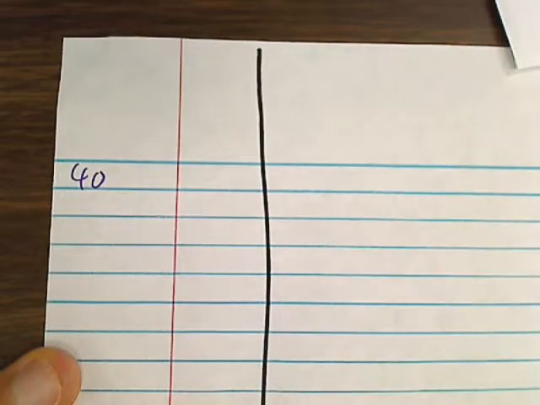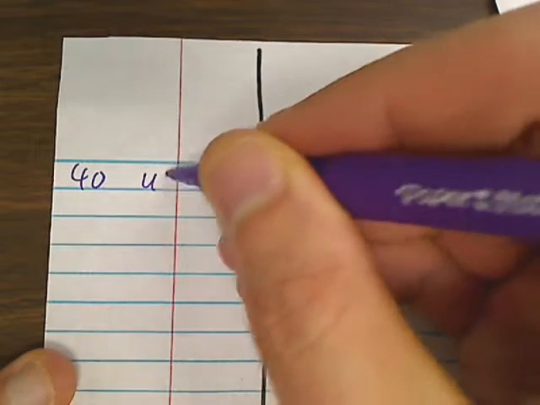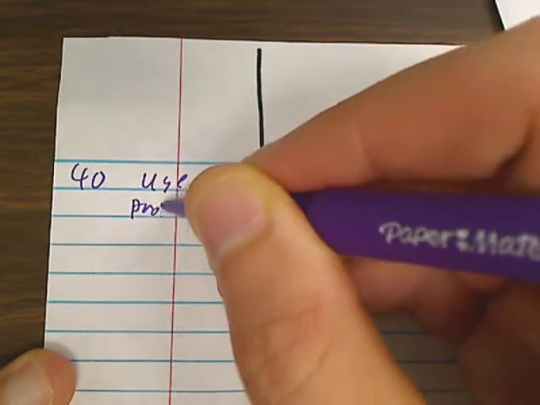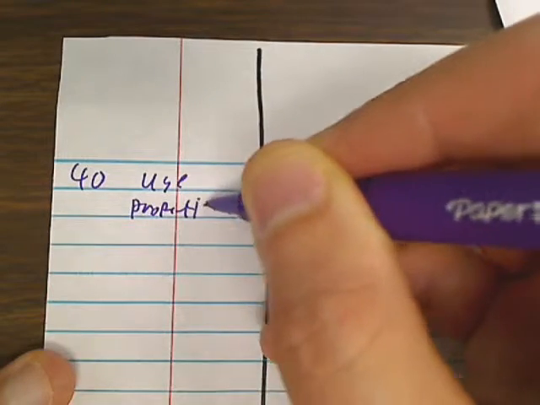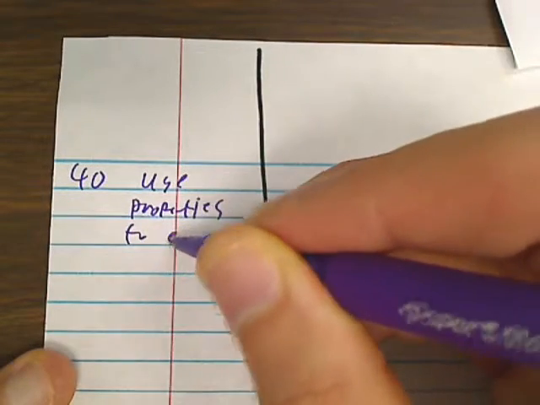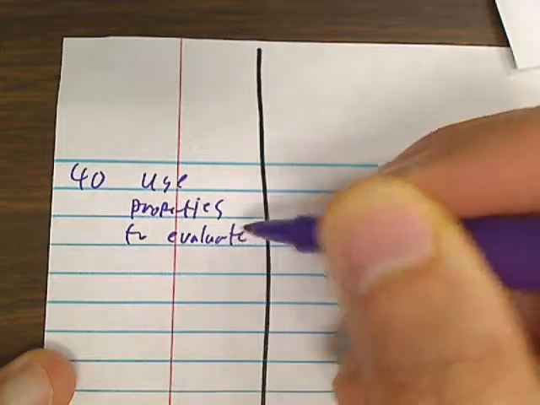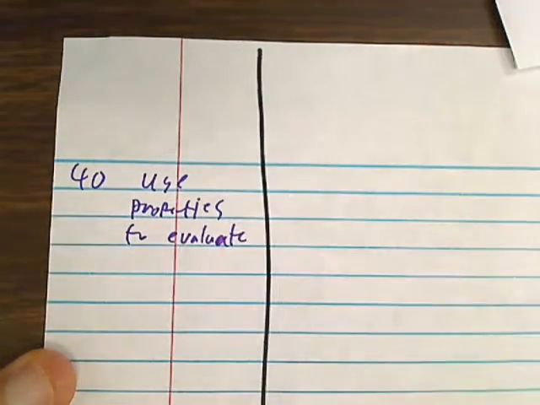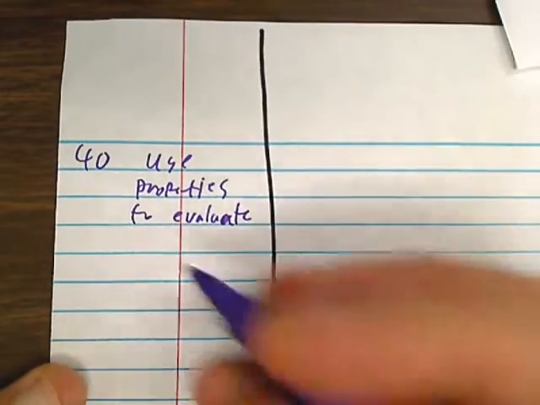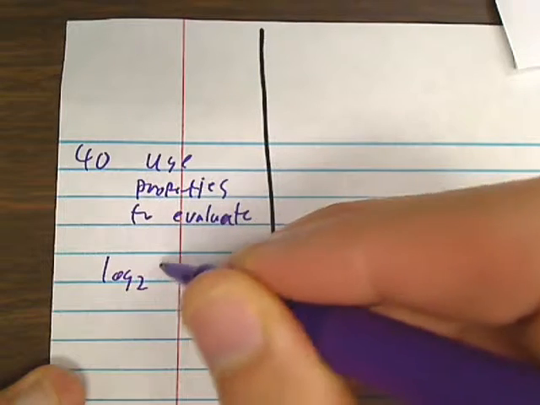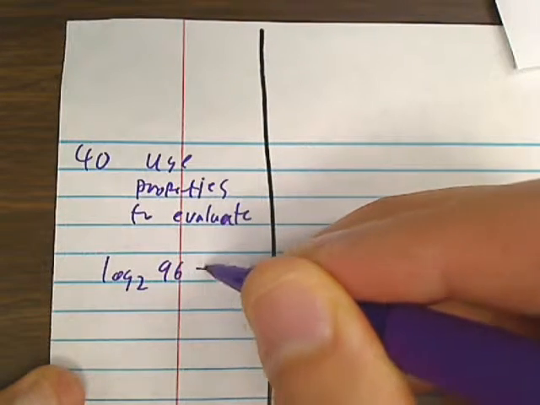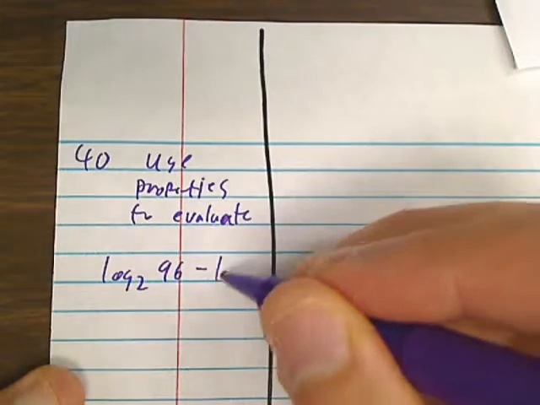Okay, let's do a second page of homework on section 7.4. Let's start with number 40. Number 40 says, use properties of logarithms to evaluate each expression. So use properties to evaluate. Number 40 says, log base 2 of 96 minus log base 2 of 3.